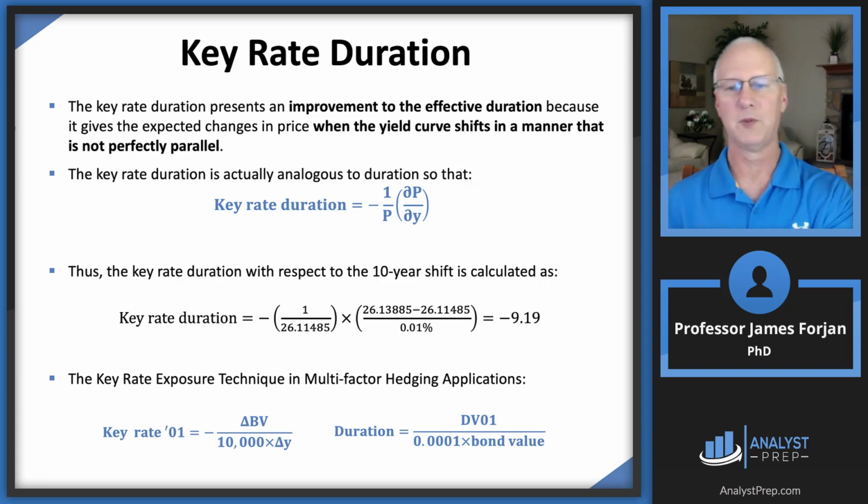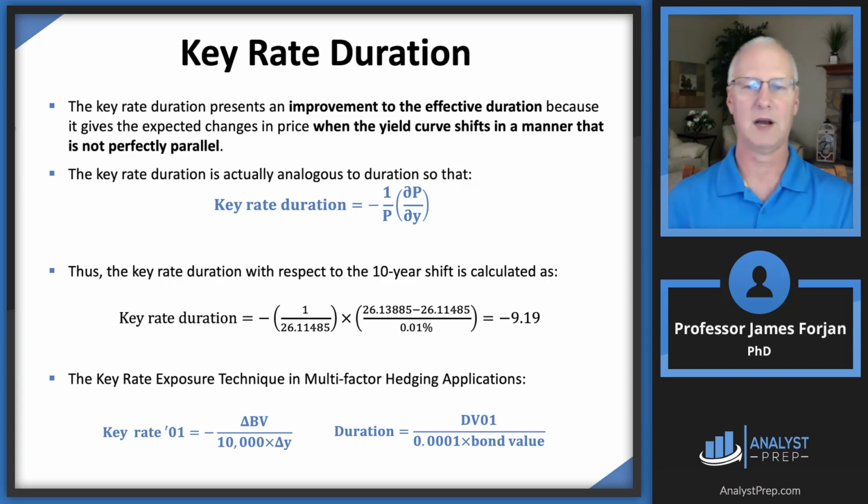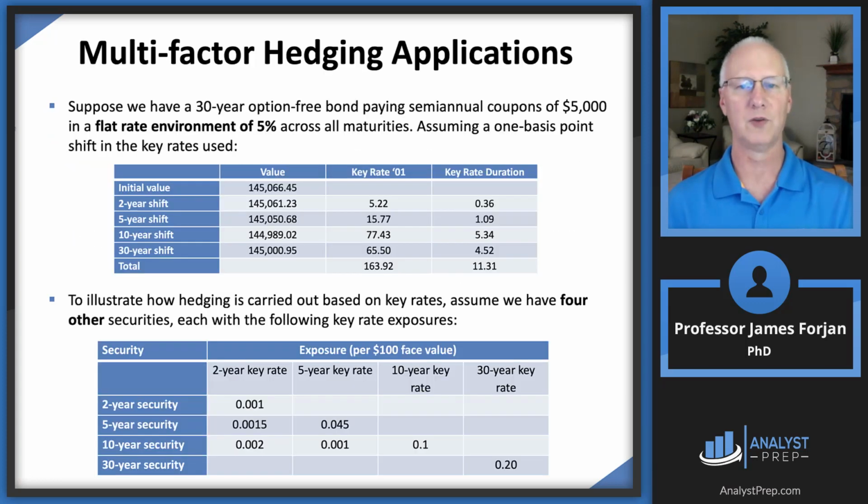You have to take the difference between the two, divide by an interest rate, and then divide by the initial value as well. So once we get that 522, just divide by the initial value. So if you whip out your calculator and do 522 divided by the 145,066, you'll get that 0.36. Although you'll have a bunch of decimals in there, so it might be 0.00, a bunch of zeros in there. But still, that's the key rate duration: 36, 109, 534, and 452. And then if you sum those, you get 1131.